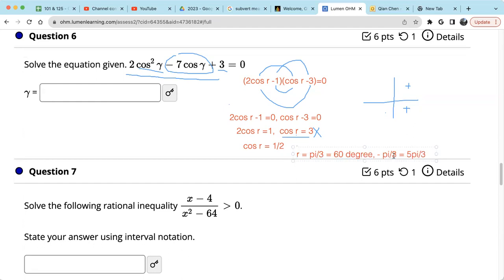You can use either one. If we measure negatively, we get negative pi over 3. Or if we measure positively, that's 2 pi minus pi over 3. 2 pi is 6 pi over 3. 6 pi over 3 minus pi over 3 is 5 pi over 3. So we get two solutions, pi over 3 and 5 pi over 3. All right.